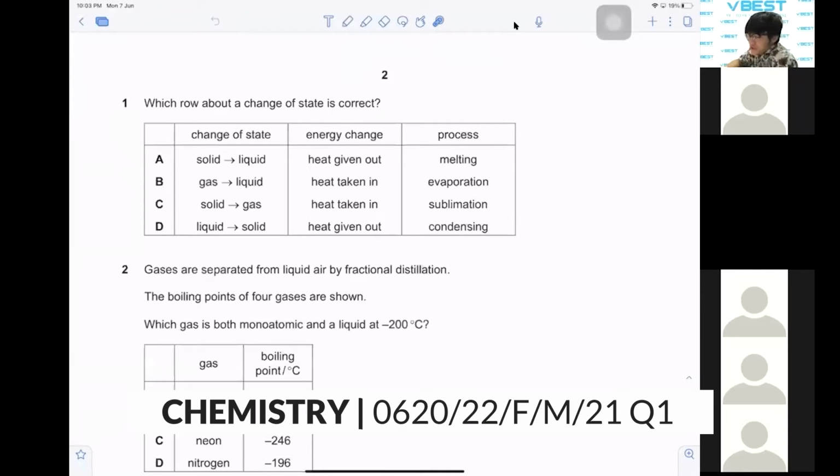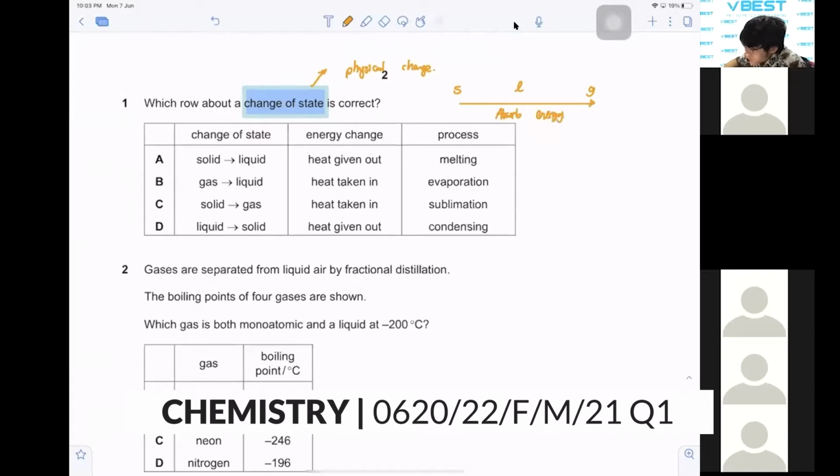So first, change of state is correct. By the way, remember that the change of phase, it's change of state, right? It's a physical process, yeah. We put it as a physical change. So change of state, let's say solid to liquid to gas. As you go across, remember, you absorb energy.